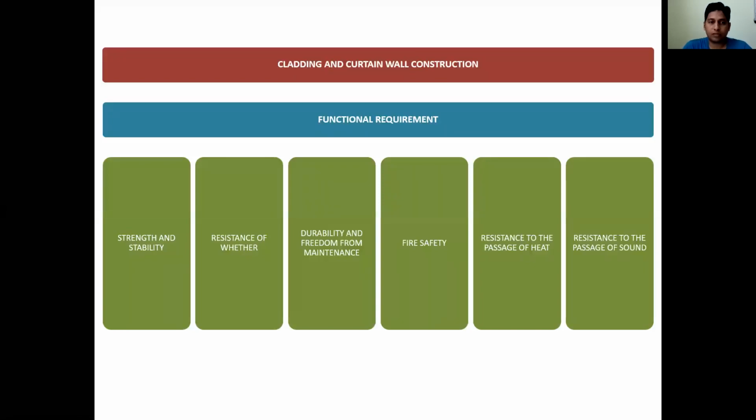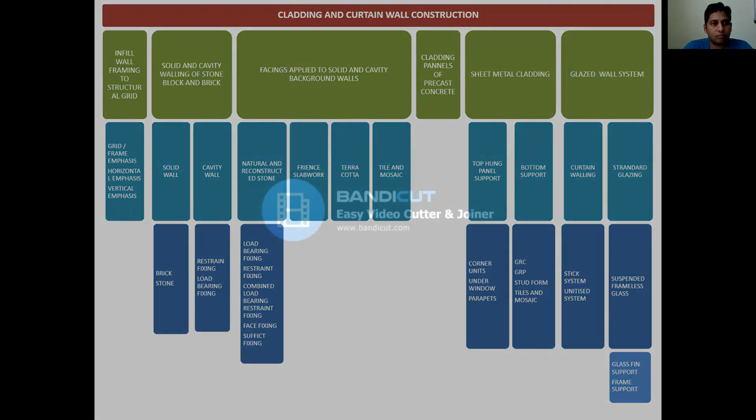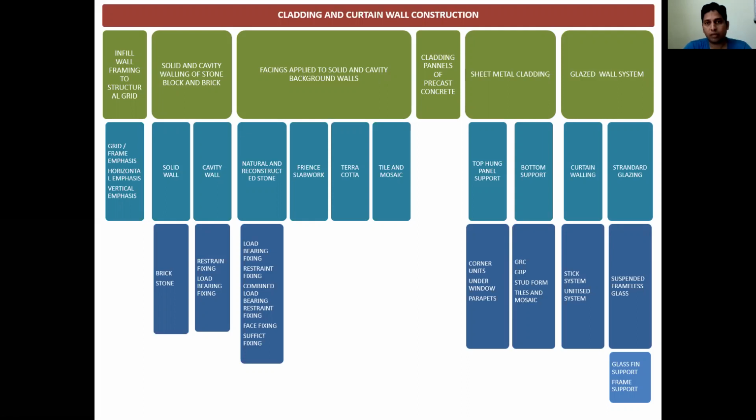So after the functional requirements for cladding and curtain wall construction, we are going to start learning this grouping for the external wall framing, mainly grouped as specified. Just look at your presentation screen. That is infill wall framing to structural grid.